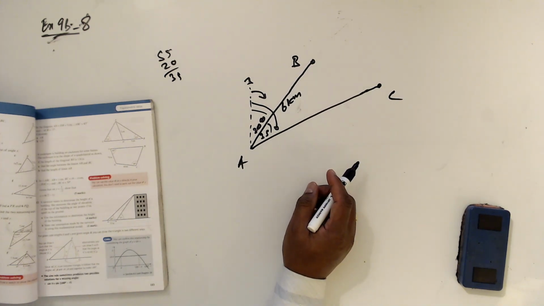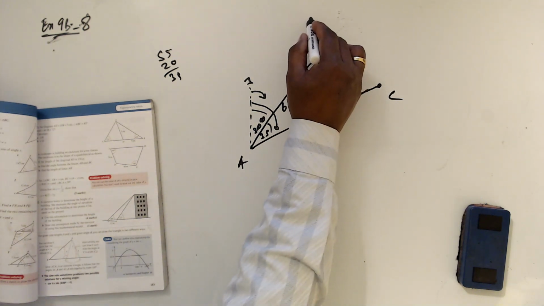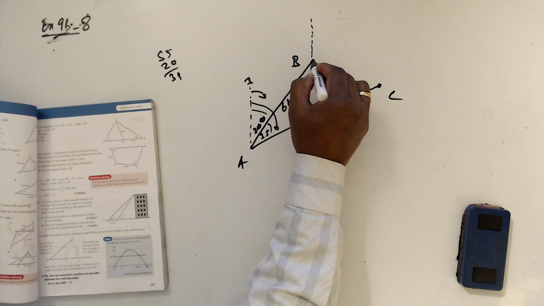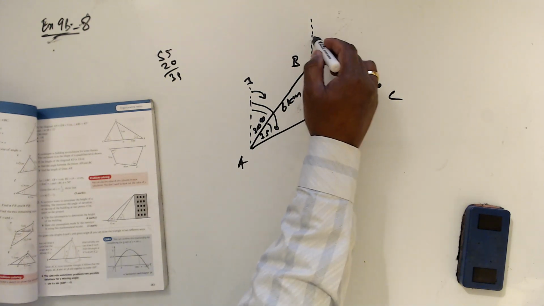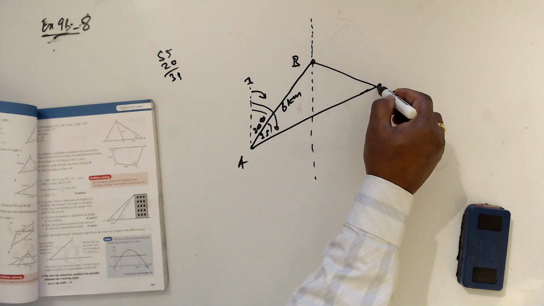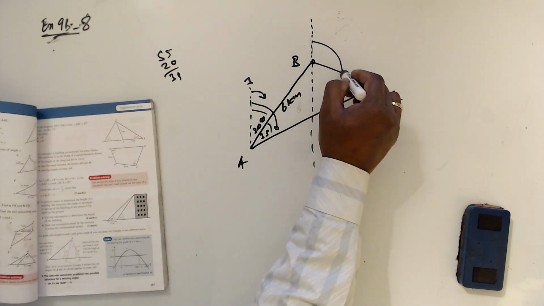Now, on the bearing 120 from town B. So this is town B and 120. When you draw this one, this is 120.